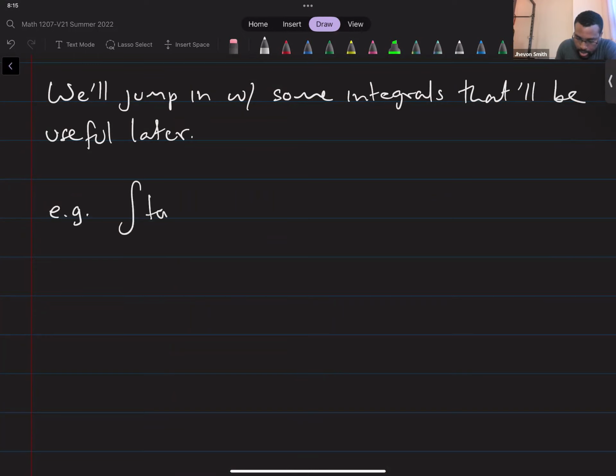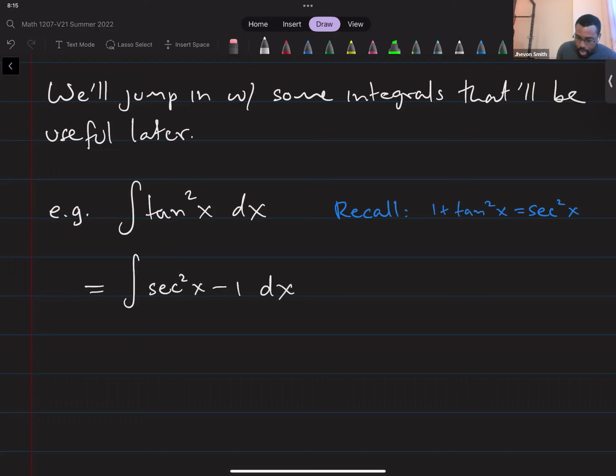So the first one I want to do is teach you how to integrate something like tangent squared of x. Just tan squared. This is going to come up later on, so you should know how to deal with it. And the idea here is to just use an identity. So recall, 1 plus tangent squared is secant squared. So that actually means you would just rewrite this as secant squared minus 1.